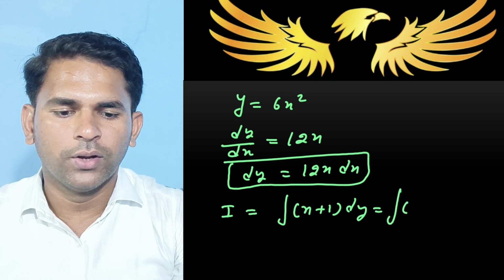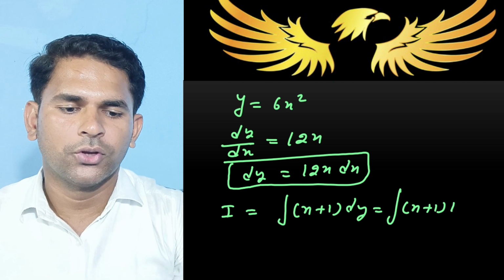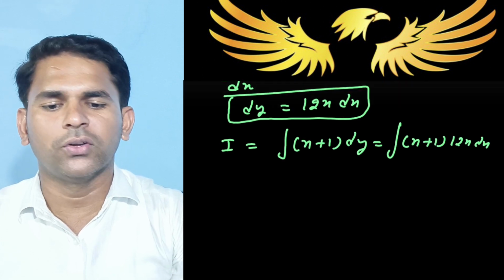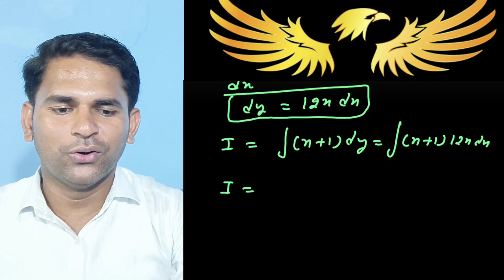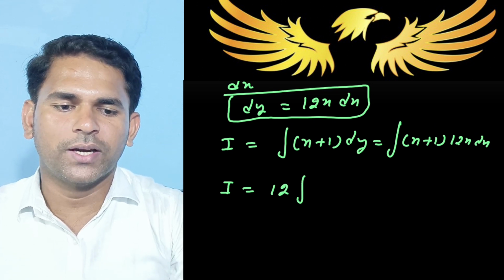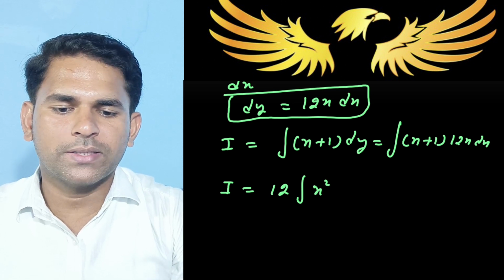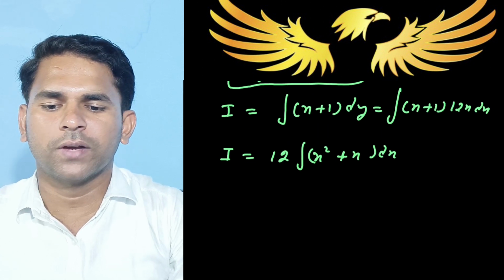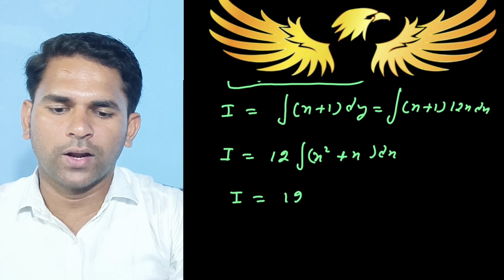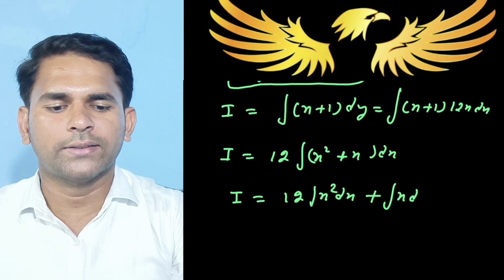We can place the value integration of x plus 1 dy, which gives 12x dx. So now you can do it: I is equal to the integration. Now 12 is a constant, so we can keep it outside. x becomes x square, and plus x, so we write x also, and here dx. Now you can separate these: I is equal to 12 times the integration of x square dx plus the integration of x dx.